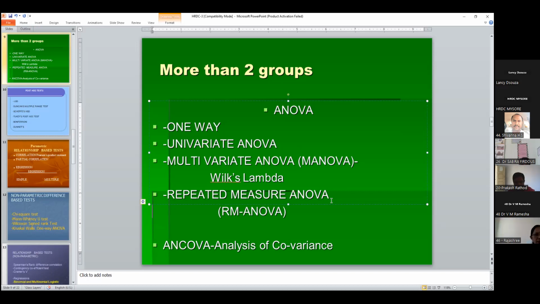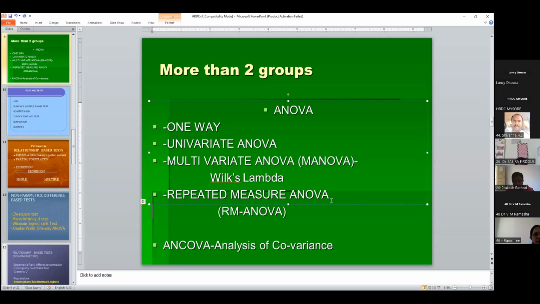Yes, sir. So shall we proceed? Shall we proceed, or do you want more clarification? Yes, sir. Please. Shall we proceed, or shall we have more discussion over this? More discussion, sir. Okay, madam, are you clear about the ANOVA part?